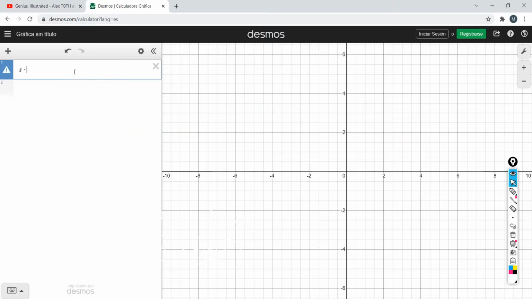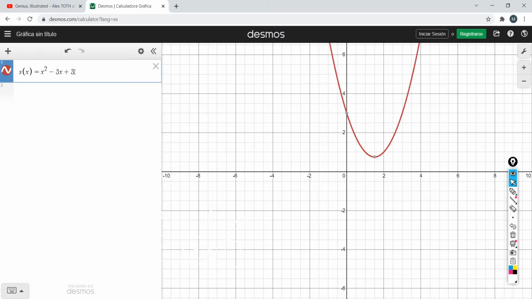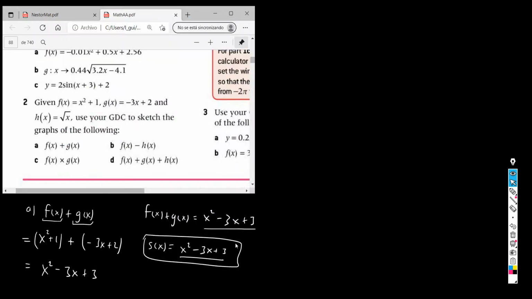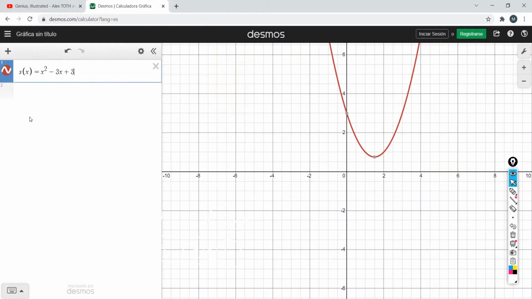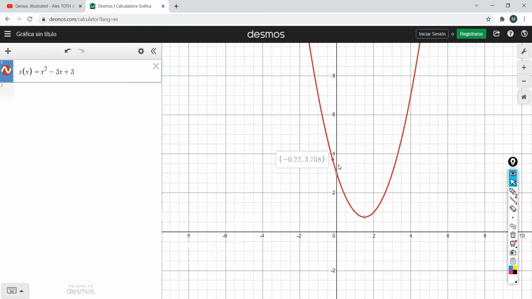Just write s of x, or any other name. I repeat, guys, any other name for the function works. It doesn't have to be s. x squared minus 3x plus 3, if I remember well. Was that the one? x squared minus 3x plus 3. Okay, so that's it. This is not a sketch. Once again, this is actually the graph of the function.